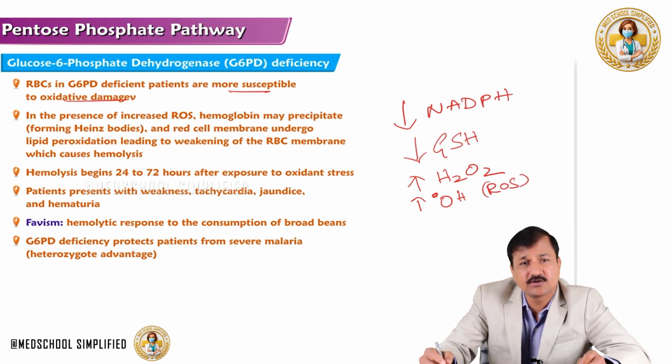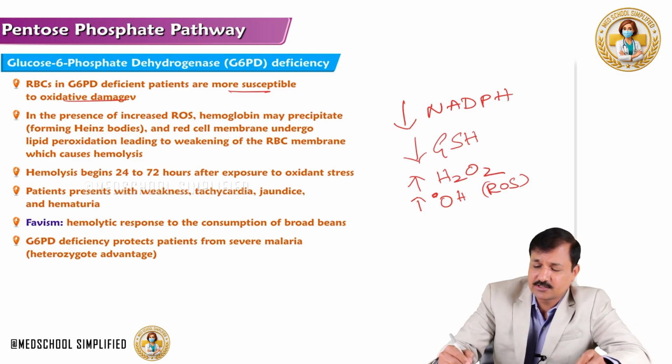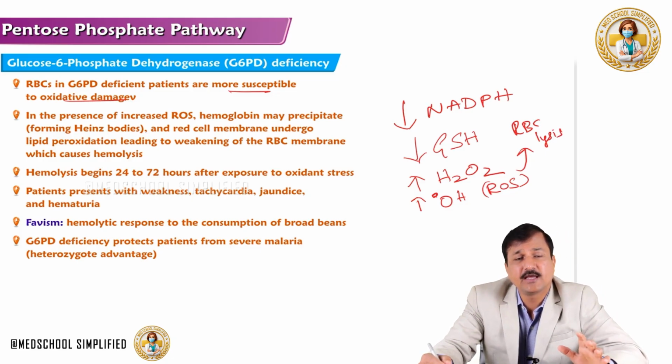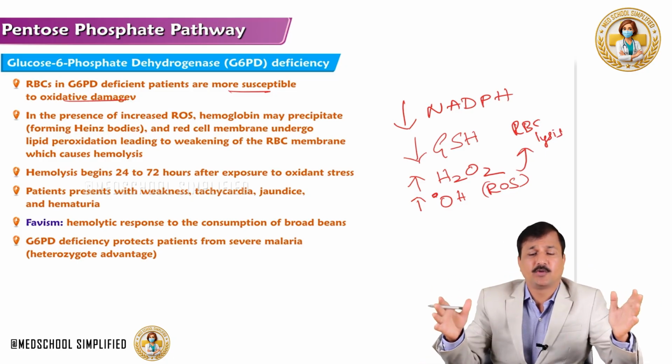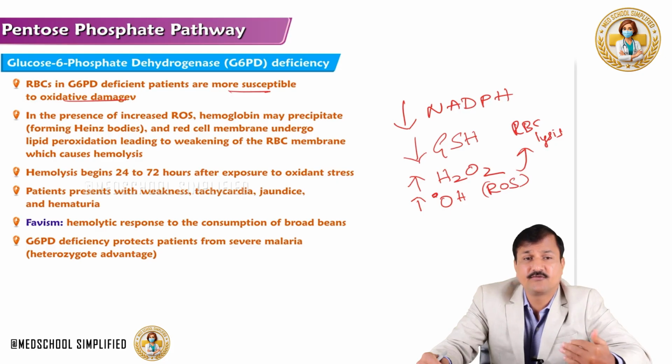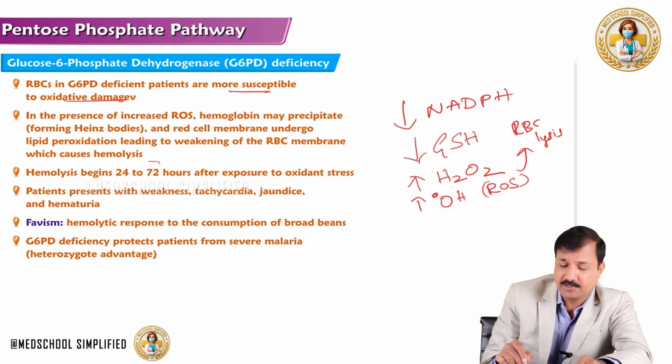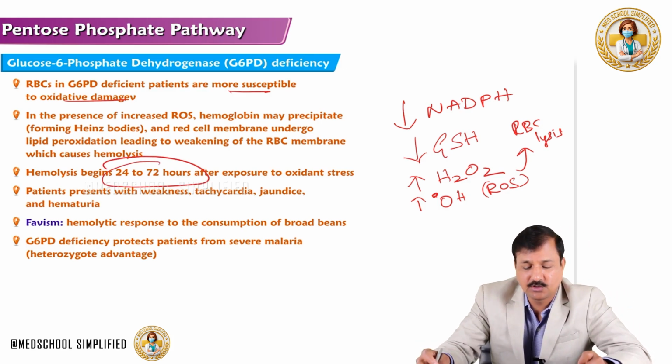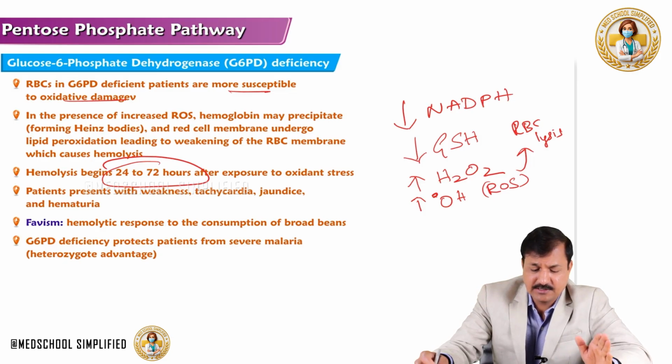And what this reactive oxygen species does is lead to RBC lysis, because it is going to damage the red blood cell membrane, thereby the red blood cell membrane will break open and hemoglobin will come out, leading to loss of hemoglobin that leads to anemia. So in fact it leads to severe hemolytic anemia, and the hemolysis begins 24 to 72 hours after exposure to oxidative stress or any triggering event that we have seen in the previous slide.